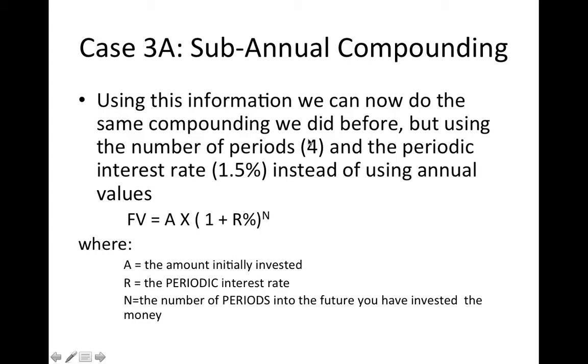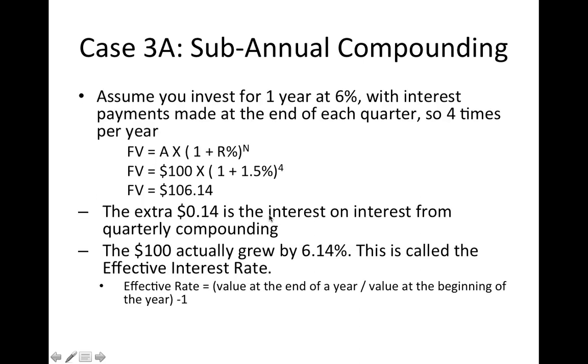So now remember that you're thinking in terms of periods instead of years. Again, that's your initial 100. The rate is now the periodic interest rate, so it's 1.5%. The number of periods is used instead of the number of years. And so it would be 100 times 1 plus 1.5% raised to the 4th power. So if we did that, we would wind up with $106.14. Now, I don't know if you remember the prior example, but we only had $106. So the extra 14 cents is the interest on interest that we earned by compounding this quarterly instead of annually.